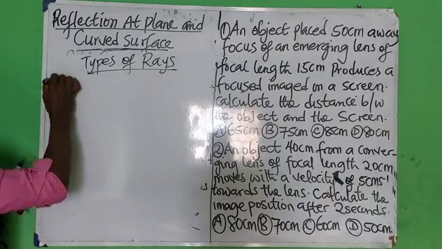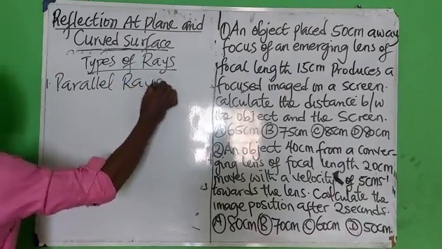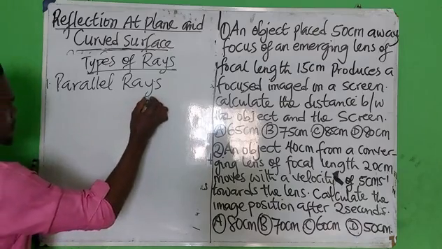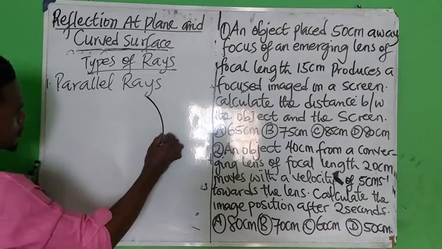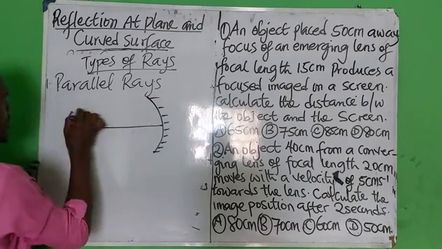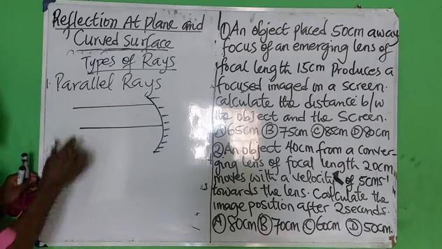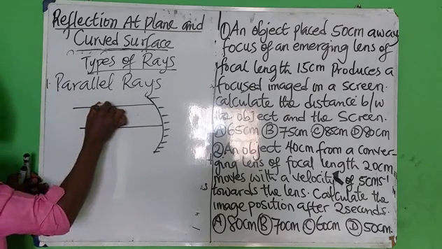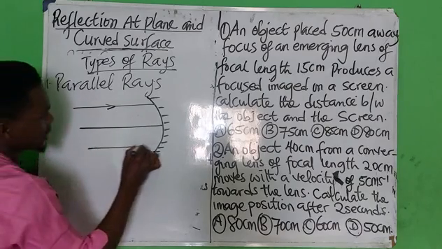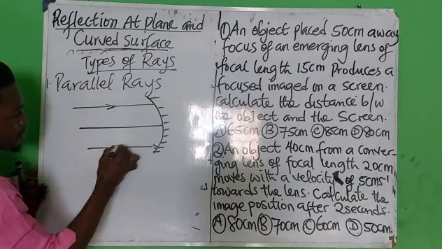We have the parallel rays. Now let me consider a surface. If I have a surface such as this, if I have this, and I have this, now this is the incident ray, right? If I have another here, this is another incident ray. Don't forget the arrow. The arrow is very important.